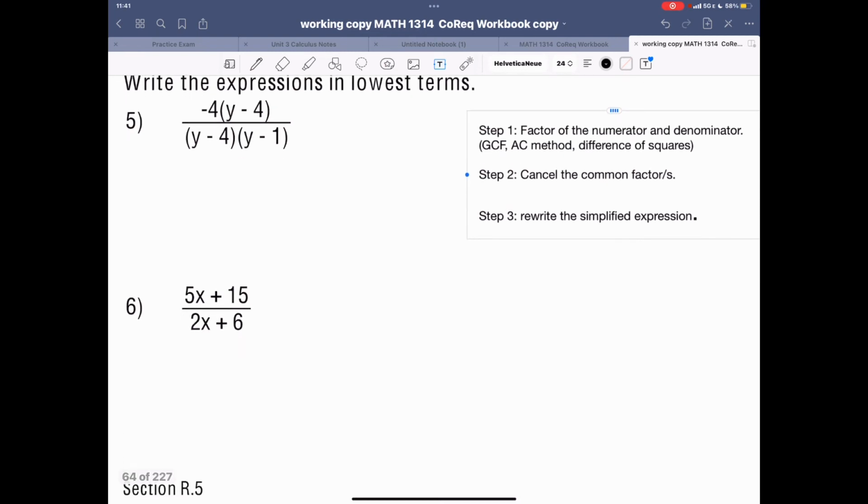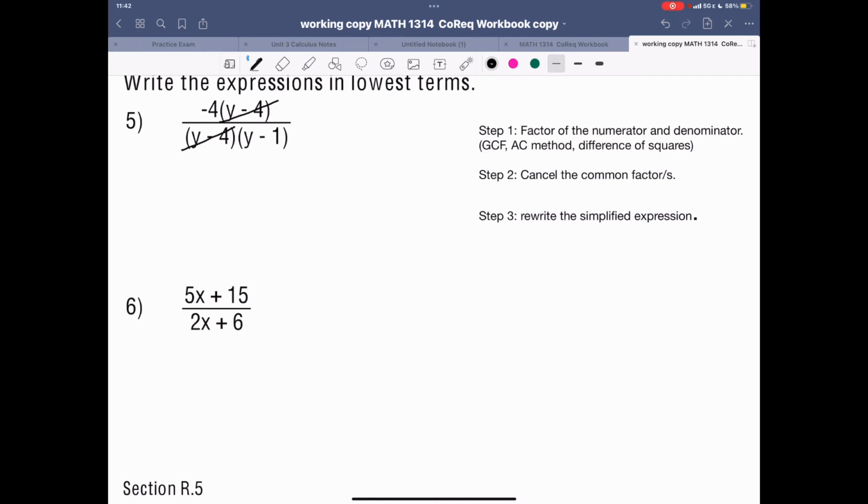Step 1, see if you can factor out the numerator and the denominator. So we have to look at them as two different expressions. Fortunately for us, the numerator is factored and the denominator is factored. Step 2 says cancel the common factors. What I mean by cancel is because they look exactly the same in the parentheses, I can cancel y minus 4 from the numerator and the denominator.